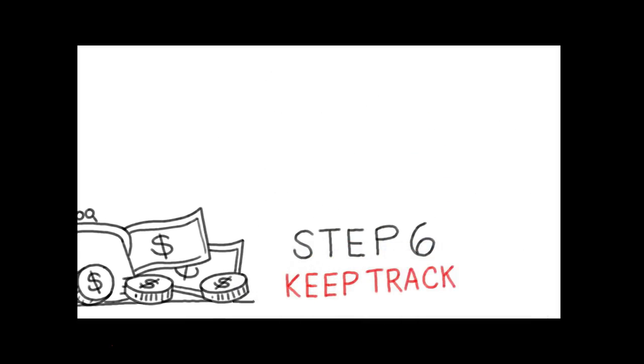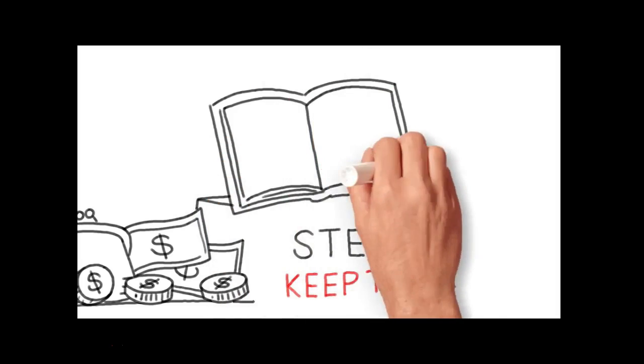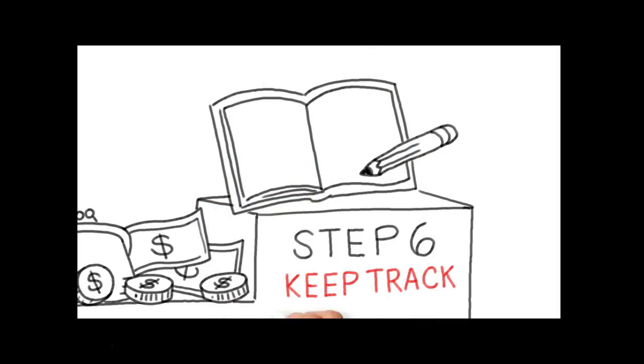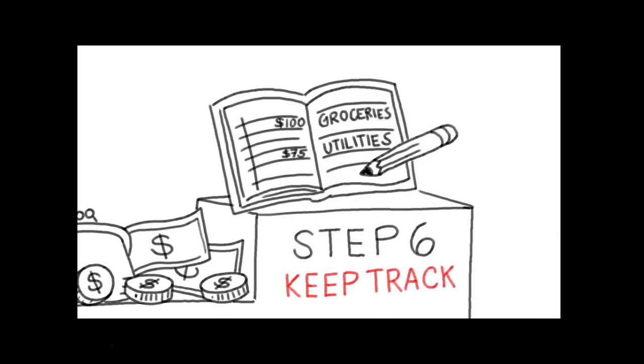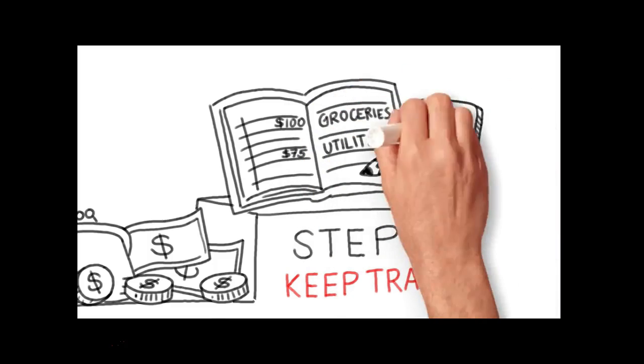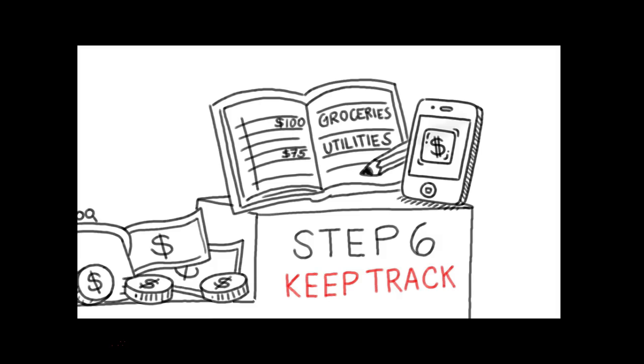Step 6. Keep track. Find a way that works for you to keep track of your expenses. That can mean the old pen and paper, a spreadsheet, or one of those new fancy fun budgeting apps. A lot of banks have these as part of their online banking. They are easy to find and use, so be sure to look for them.